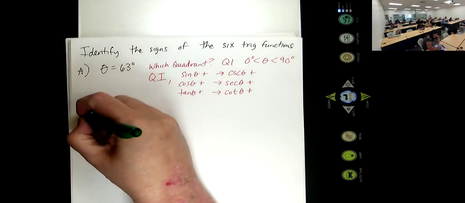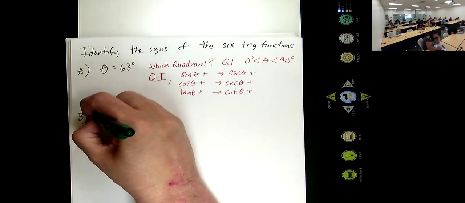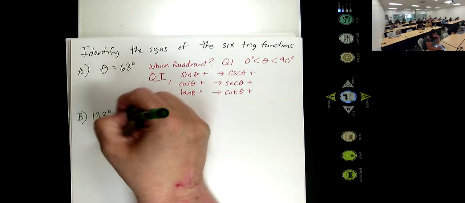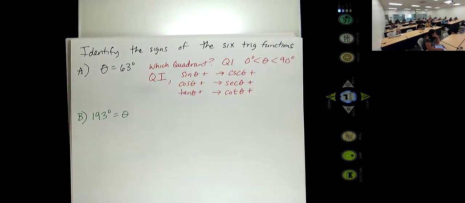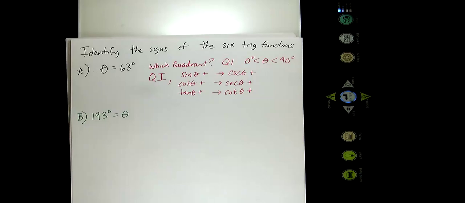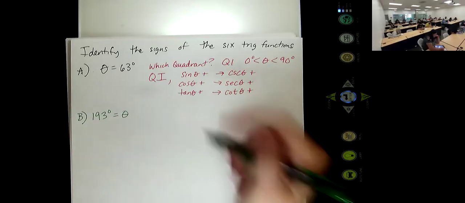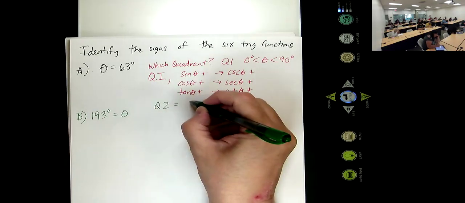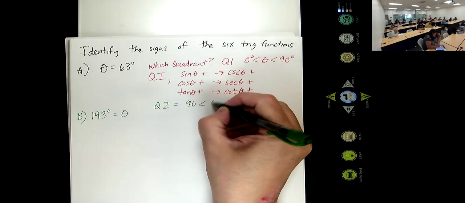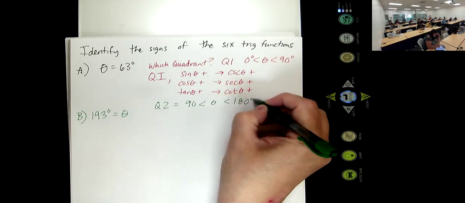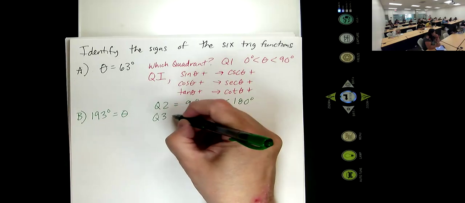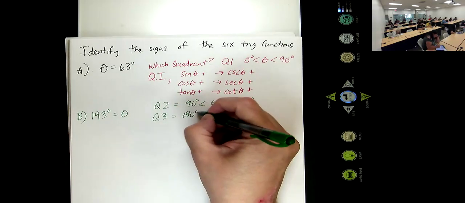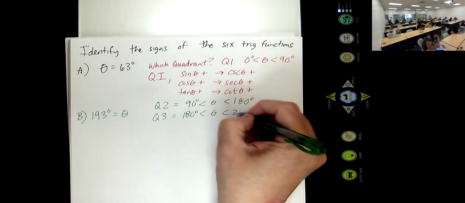What about 193 degrees? Which quadrant is that in? In the third quadrant. So Q2 would be 90 to 180, so that's not it. Q3 is 180 to 270. So this makes this Q3.